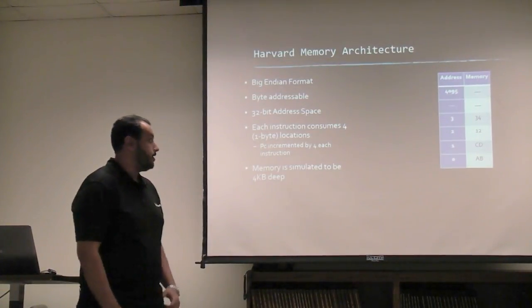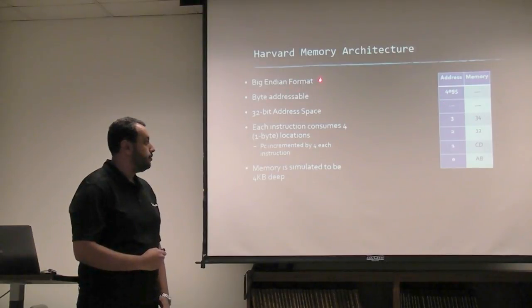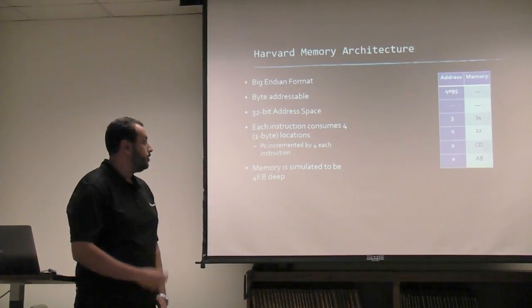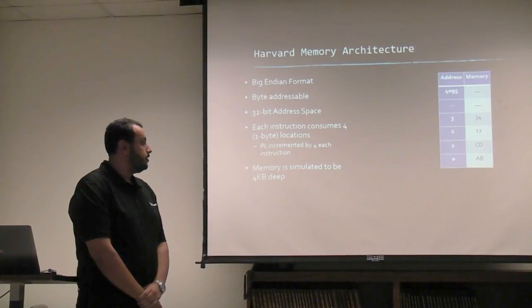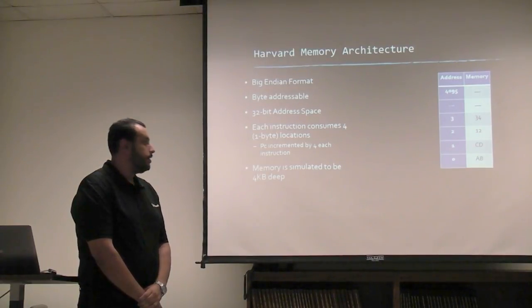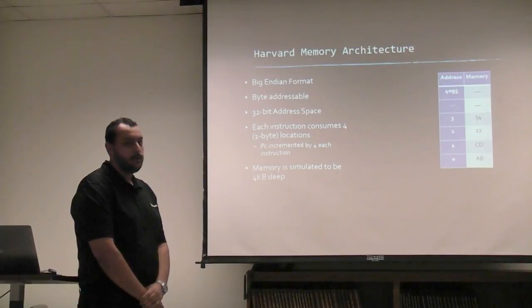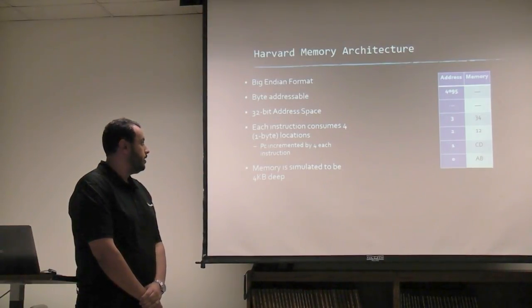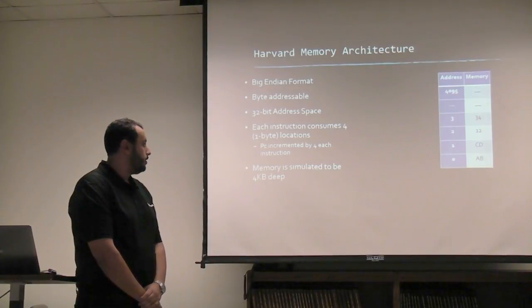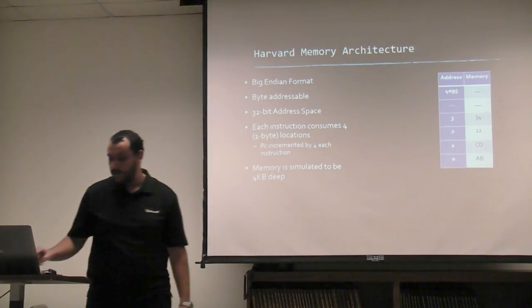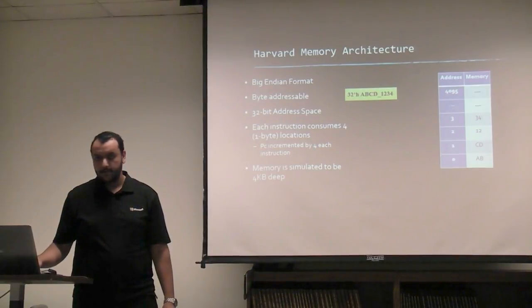So the memory architecture is based on a big endian format. They are byte addressable, with a 32-bit address space. Each instruction contains 4 one-byte locations, 8 bits for each location. So the PC is incremented by 4 each time, and our memory is simulated to be 4K. Here you can see a sample of our memory loading.